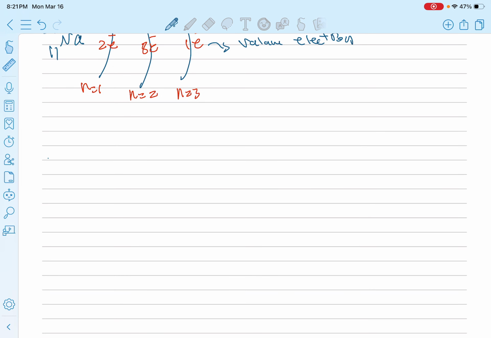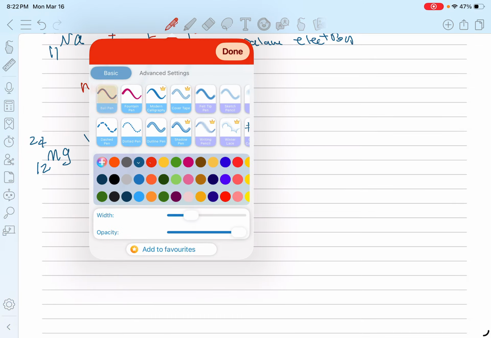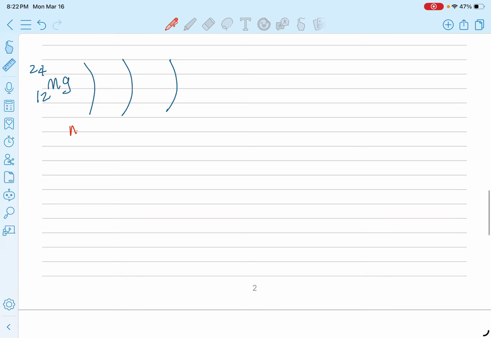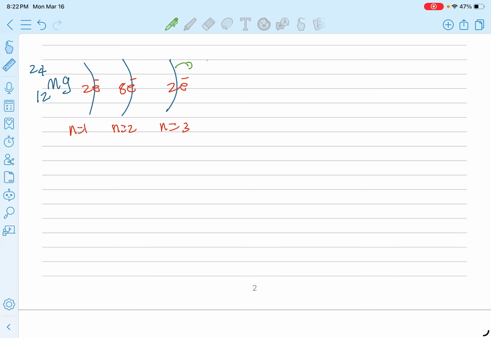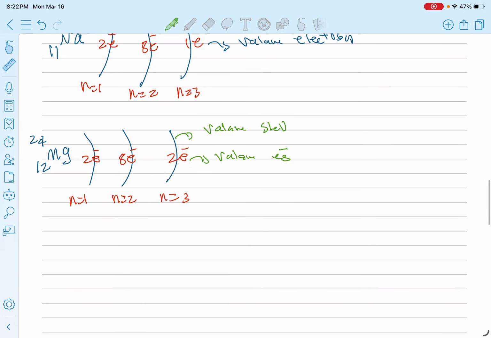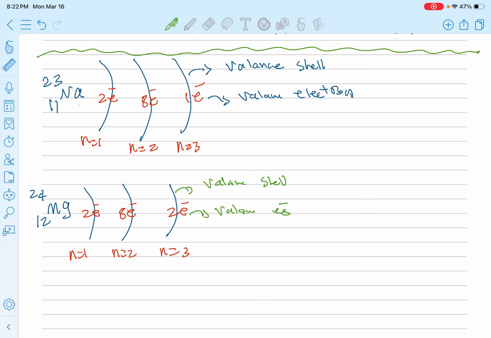Let's draw the Bohr model for magnesium, that is 12, 24. So again, 1, 2, and 3. N is equal to 1, n is equal to 2, n is equal to 3. The first energy level has 2 electrons, the second 8 electrons, that makes 10, and 2 more electrons. So this is the valence shell, and these are the valence electrons. I would like you to pay attention: you will see that sodium is in group 1 and magnesium in group 2, right?